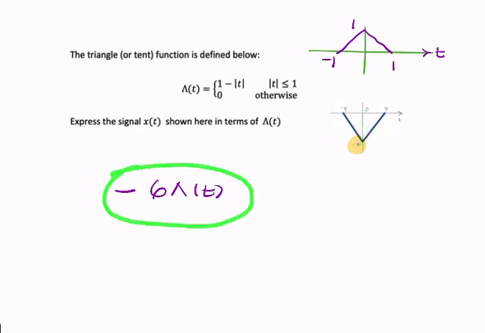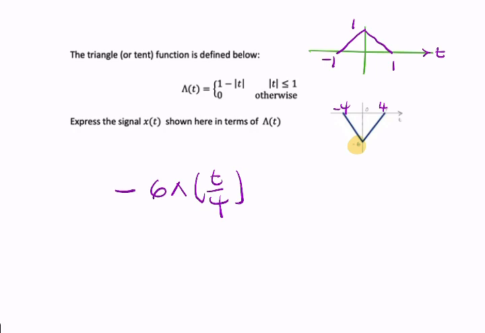So that is our x of t, except if you look carefully, it's also stretched in the horizontal direction, in the t direction. It's stretched by a factor of 4. So we need to apply a factor of 4 here to the independent variable t. So to do that, we would divide by 4.